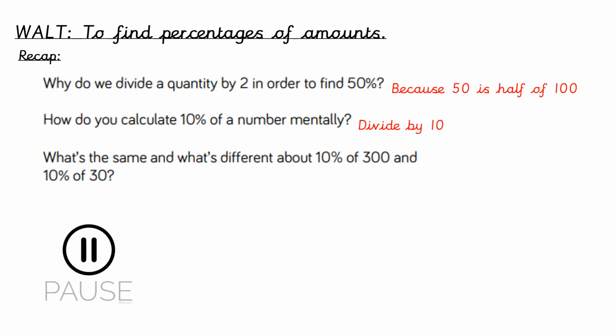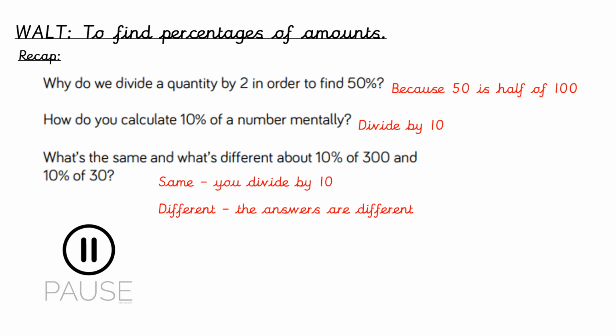And then what is the same and what is different about 10% of 300 and 10% of 30? Well, the thing that's the same is that we're doing the same method, so for each of them you are dividing it by 10. The thing that's different is obviously the final answers are different. So 10% of 300 is 30 and 10% of 30 is 3. So now we're going to move on to some fluency.